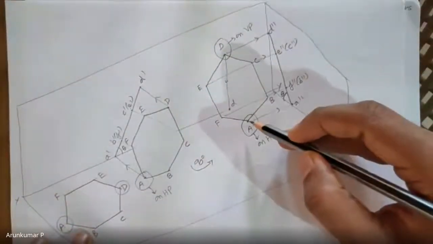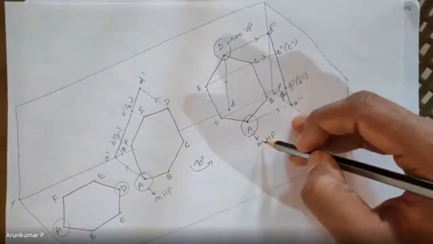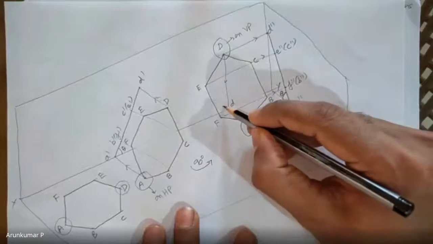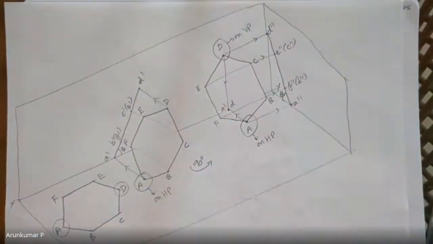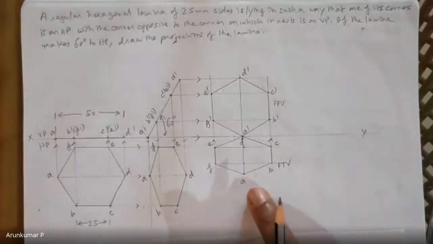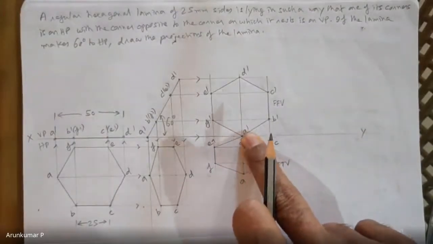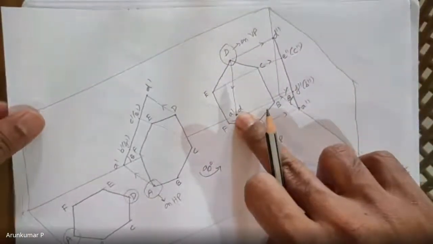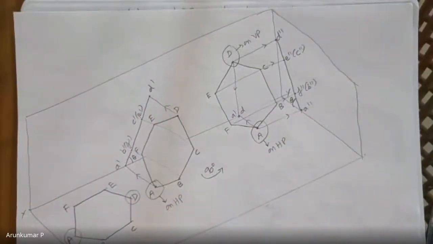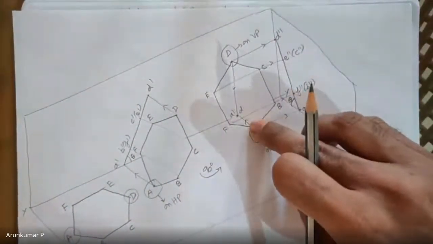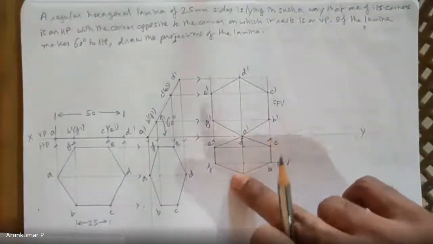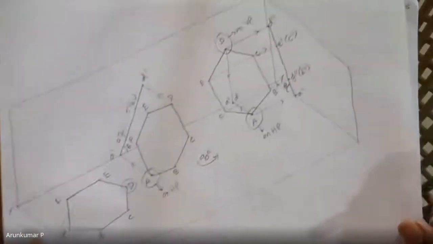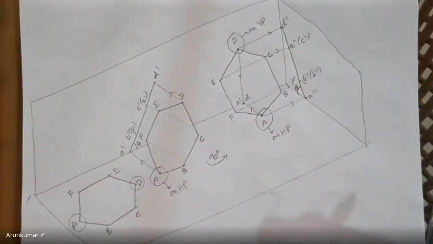Next, if you say that the corner A should be on HP, its front view should be on XY line. Where is the front view of A? A dash is on XY line, and A dash and D are at the same location. And the top view of A is some distance in front of XY line. So all these points will match.